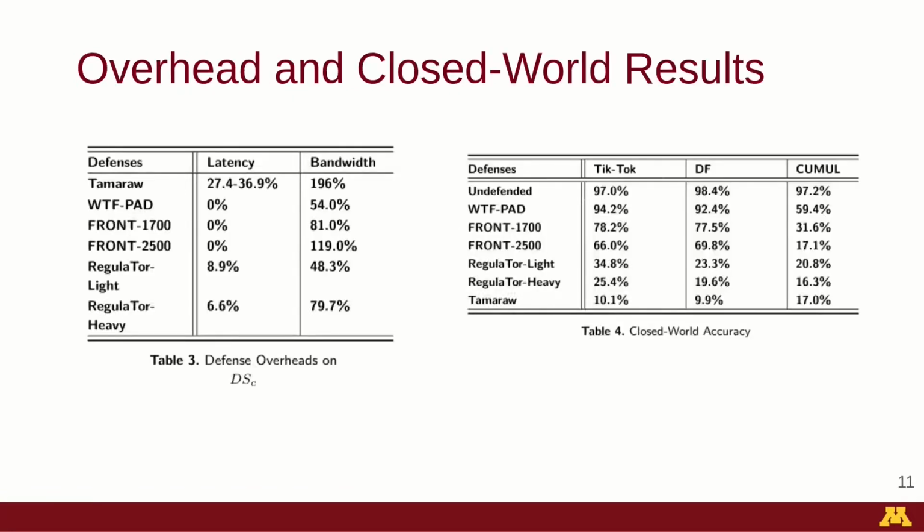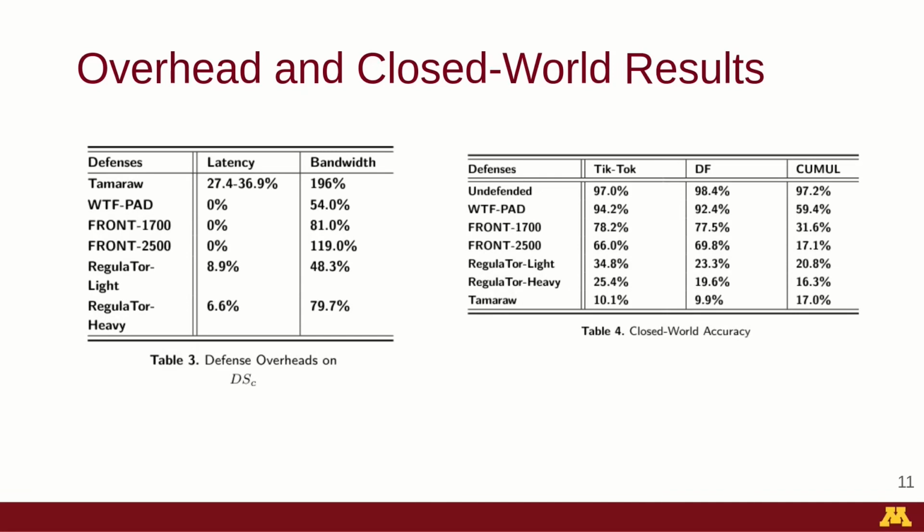So here are some of the overhead and the closed world results. As you can see, the Tamaraw overhead is very high, at around 30% latency and maybe 200% bandwidth addition. Though of course it does very well in terms of defense effectiveness, and it's mostly just used here as a sort of benchmark to see how good a website fingerprinting defense could get.